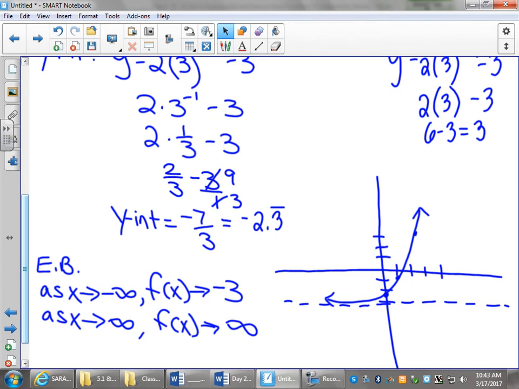You're talking about the point on the y-axis? Negative 2.3. That was our y-intercept that we got. So when we solved for the y-intercept, we got negative 2.3.